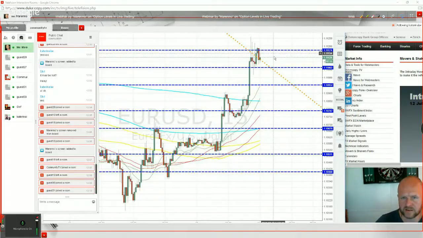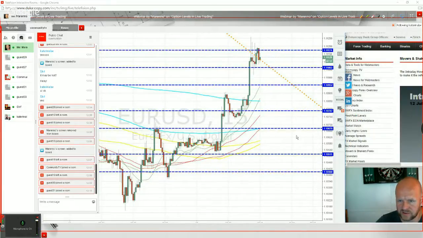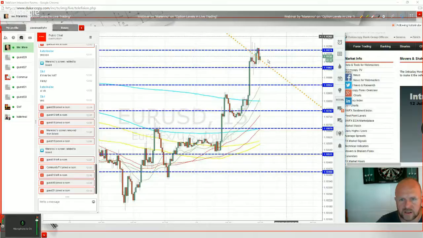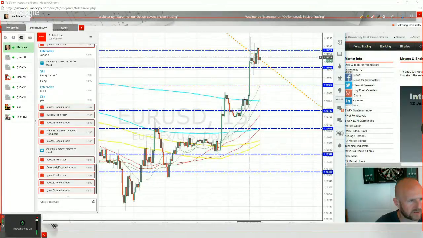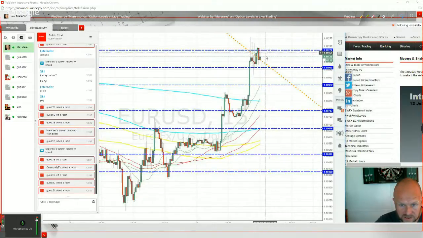Then, of course, the target will be at least 1.10787. But I do believe that it will continue to 1.10400 or 40, and possibly even lower than that. So basically we are on a very strong resistance level at the moment, and selling from here with a limit order might be a good idea.